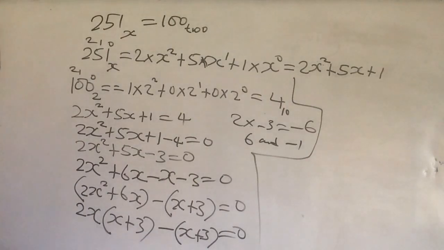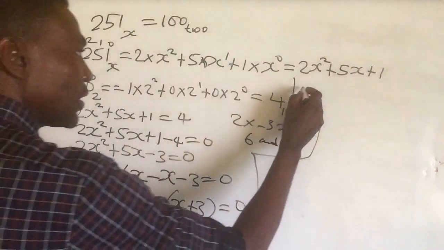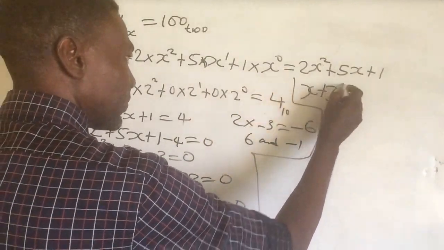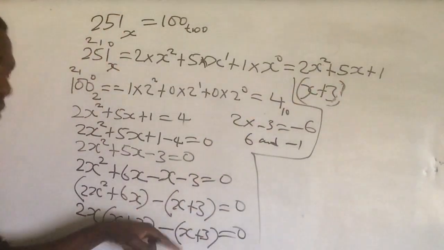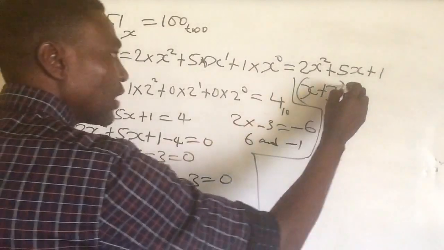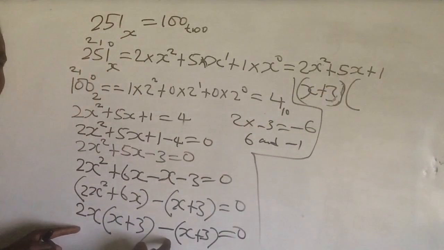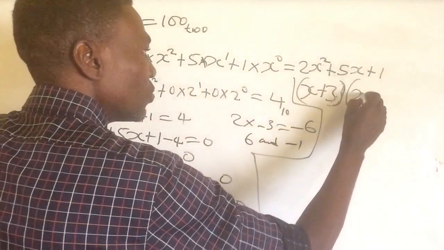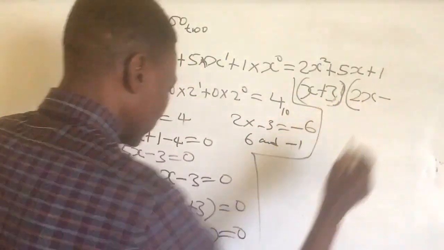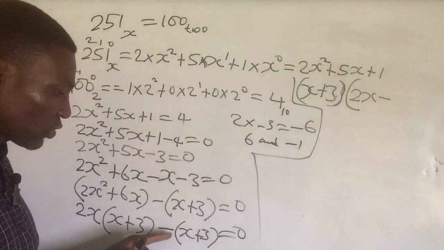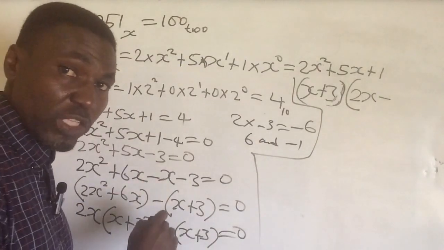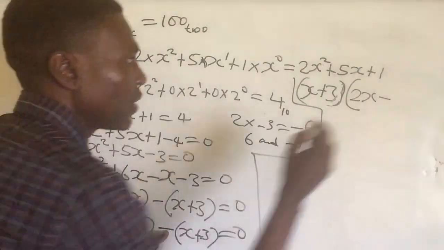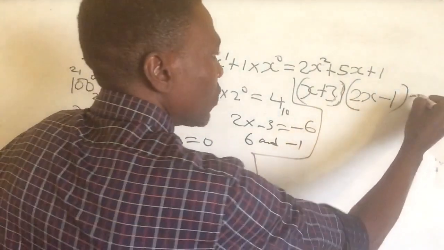Since we have succeeded in getting this, we will now pick one of them as our answer. How do we do that? We pick one, x plus 3, and abandon this one. We open another bracket and put the numbers outside. The numbers outside are 2x minus 1. What this place means is minus 1, even though we did not write 1 there. Minus 1 equals 0.